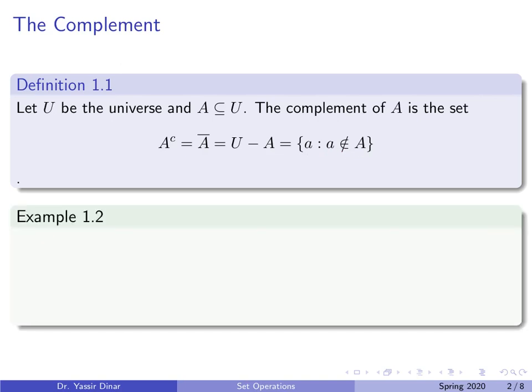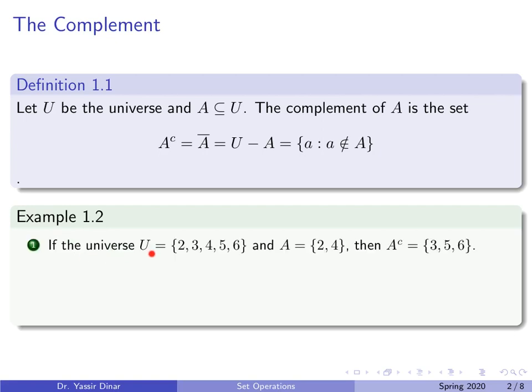Here are some examples to illustrate this definition. The first example, I take my universe to contain only these 5 elements: 2, 3, 4, 5, 6. I take A to contain 2 elements, 2 and 4. We see that A is a subset of my universe. Now, A complement is a new set where I take all the elements in the universe which are not in A, which means simply that we are taking 3, 5, and 6. So when A is equal to this set, the complement is equal to this set.